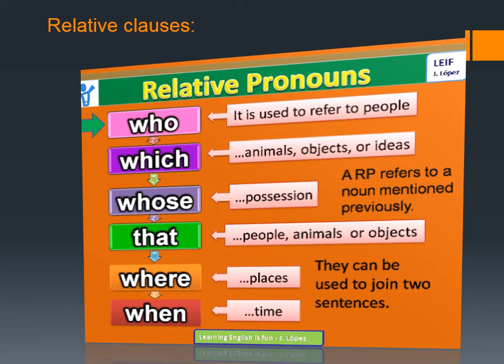And then we have that, which can be used instead of who or instead of which. So we use that to refer to people, animals, or objects. Then we have the relative pronoun where, which we use instead of places. For example, this is my school where I study. And finally, we have the relative clause when, which we use to express about time.